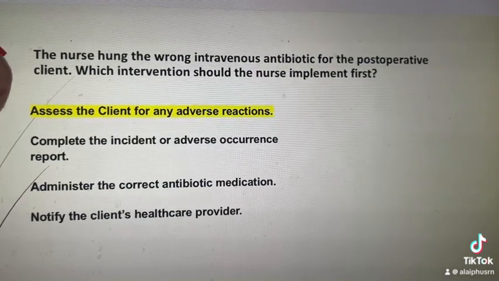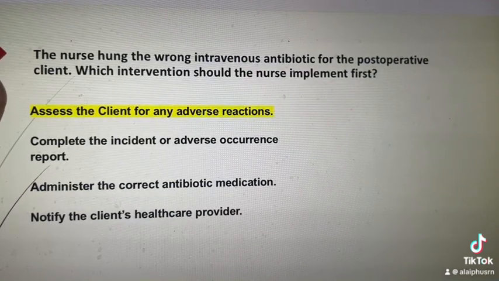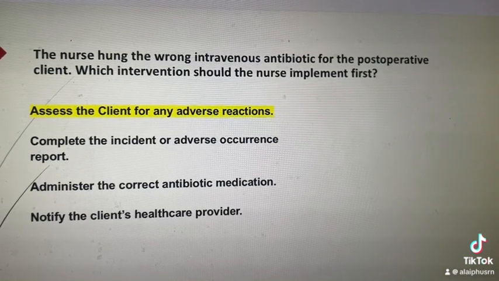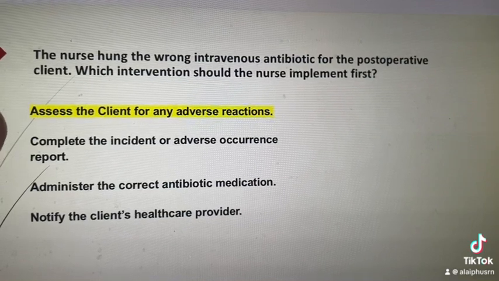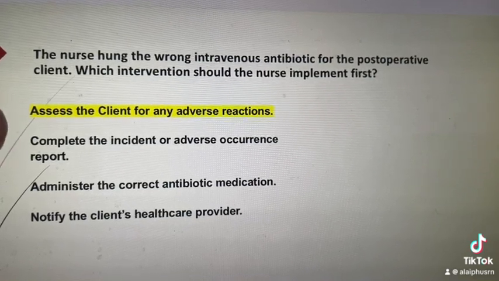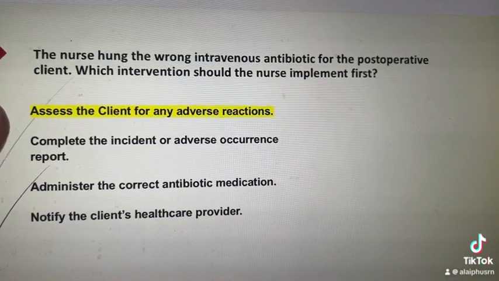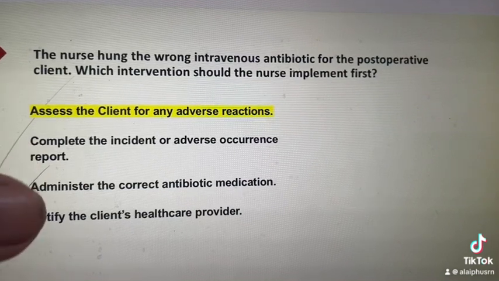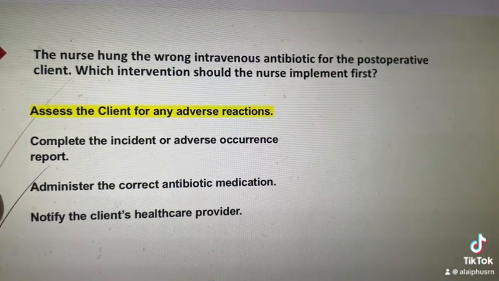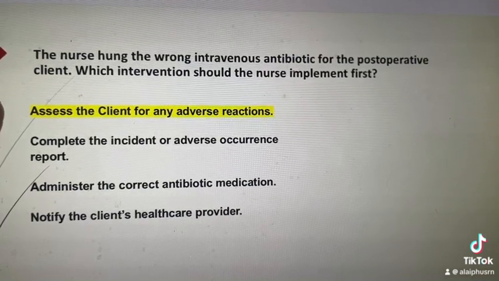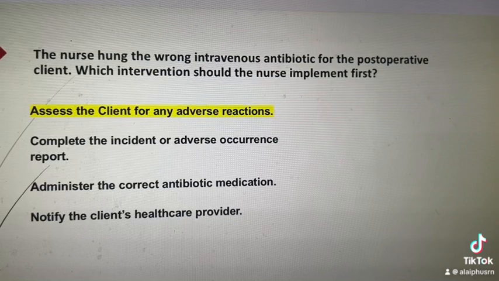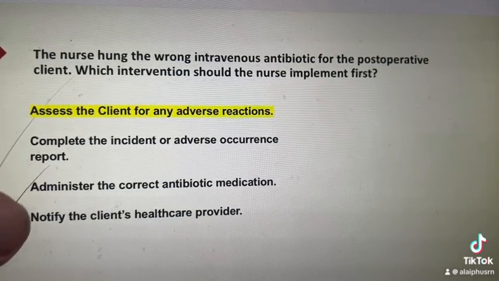The nurse hung the wrong intravenous antibiotic for the post-op client. Which intervention should the nurse implement first? Obviously, assess. We should assess if there's any reaction to the antibiotic that the patient was given, and the other options can be done eventually. But the primary focus or priority with critical thinking would be number one, assessing if there's any adverse reactions. Then the other options would follow.